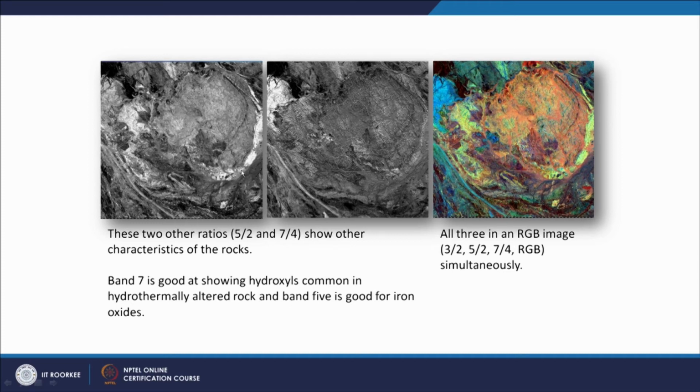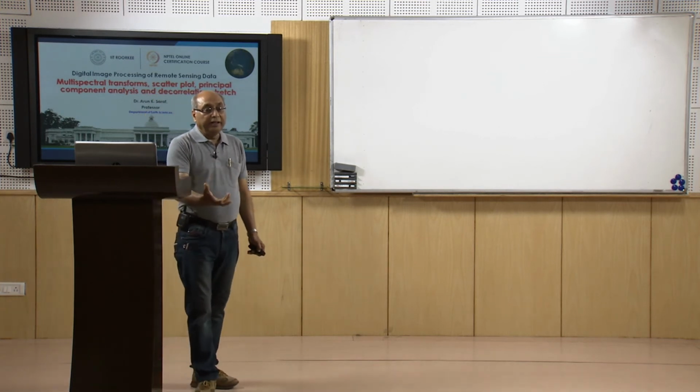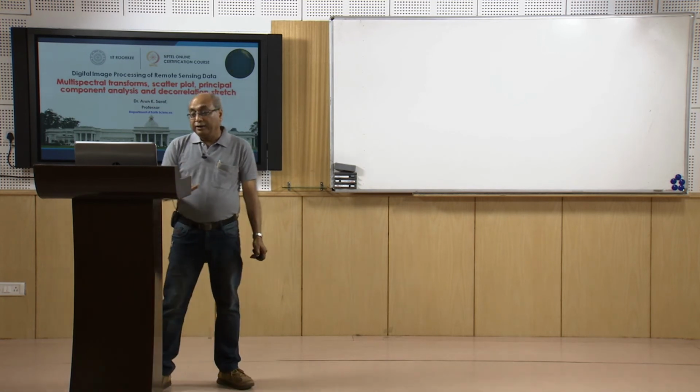Now you compare this output image with either 5 by 2 single or 7 by 4 which are involved here, but you don't get that kind of discrimination power of different features which are present in this color composite of band ratios. So it is a very good tool in image processing to exploit the maximum variations which are present in different bands and create a new product.